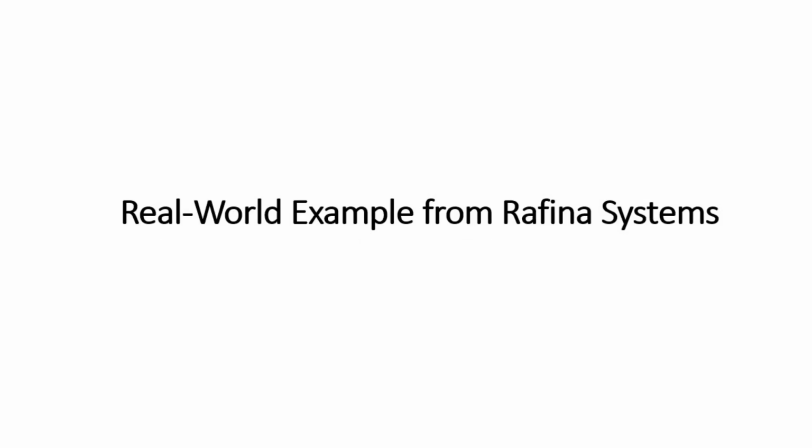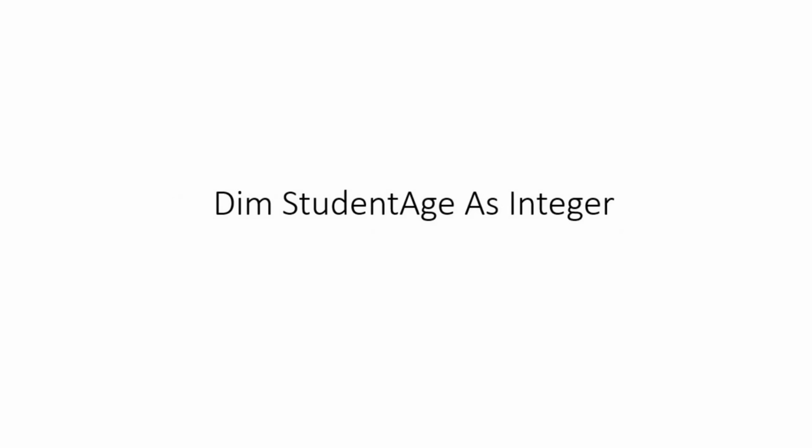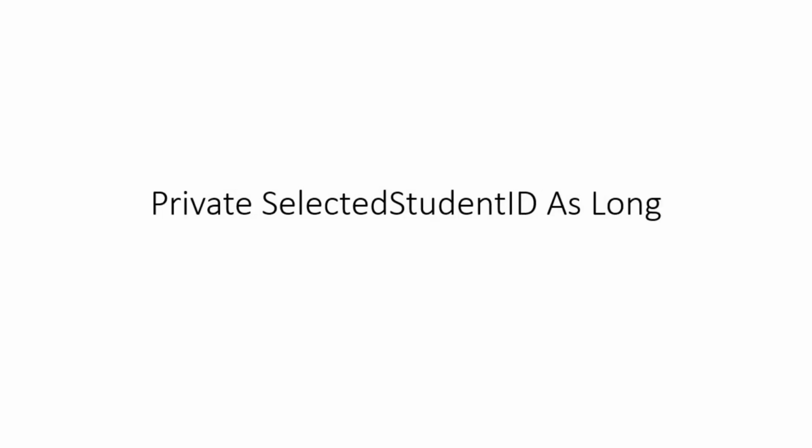Let's look at these examples. Imagine we are building Rafina School Manager. We would write our variables in this manner. In declaring a local variable, we would say Dim studentAge As Integer. This would be used only while validating a form. For a module level variable, we would say Private selectStudentID As Long. This is shared between procedures within the student module.